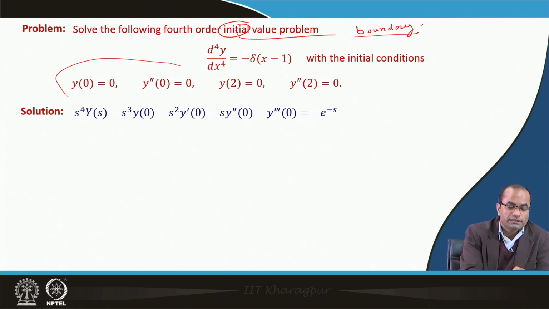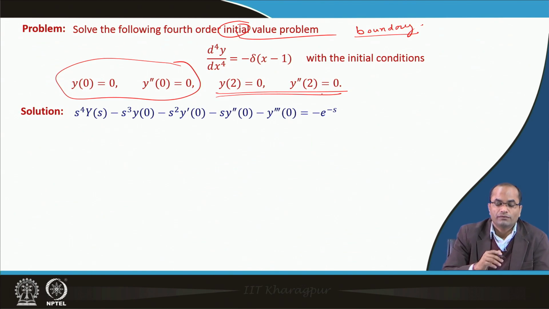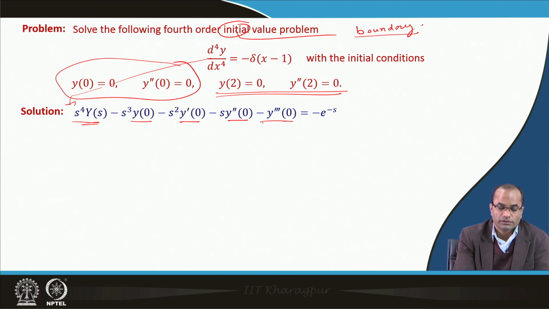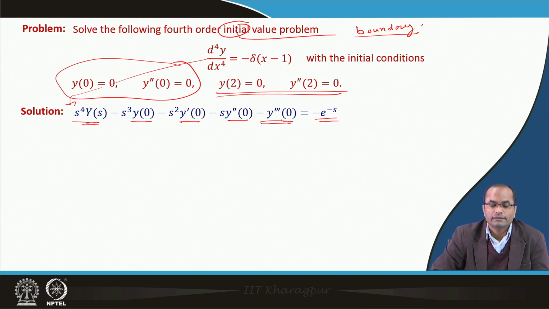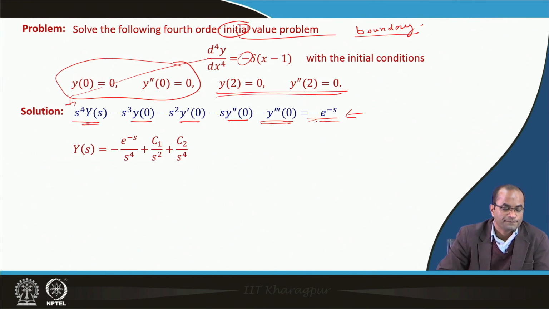So, the conditions at 0 can be incorporated directly at this point after taking the Laplace transform, but the other 2 conditions we cannot apply at this moment. First we will get the general solution. So, we now have the derivative theorem, s to the 4 Y(s), and then we have y(0), y', y'', and also the third derivative will appear in the derivative theorem. The right hand side we have the Dirac delta, x minus 1, and its transform will be e power minus s, and the minus sign remains as it is.